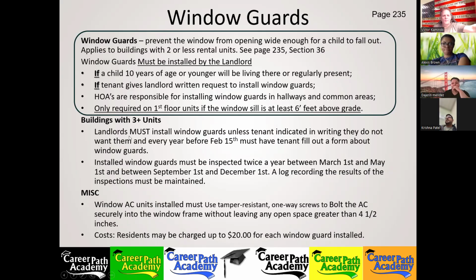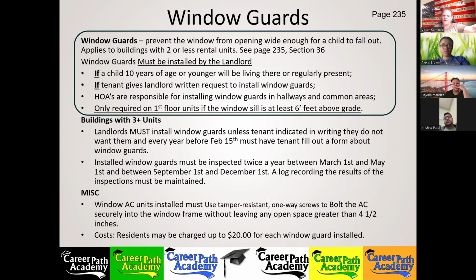So, buildings with 3 units. Now, this is all you need to know for exams is what's in the box. But I have additional information about other ones just for your own professional knowledge, your edification. So, buildings with 3 or more units, the landlord must install window guards, unless the tenant indicates in writing that they do not want them.